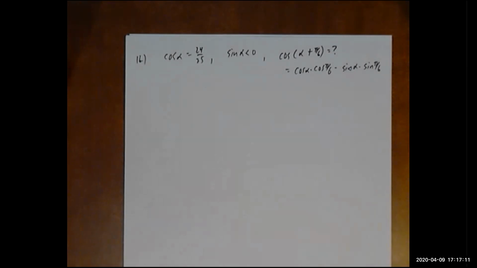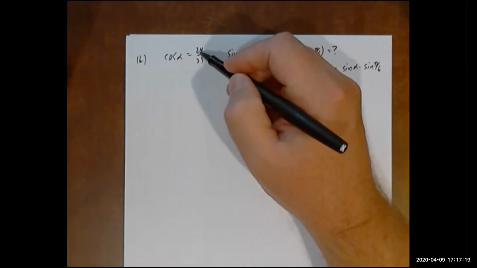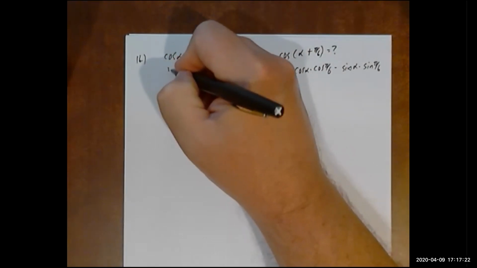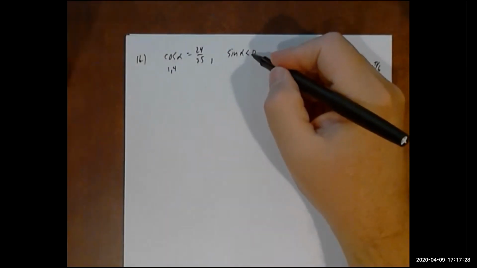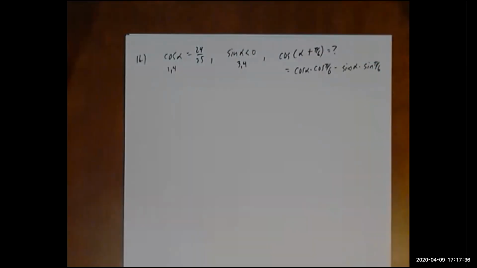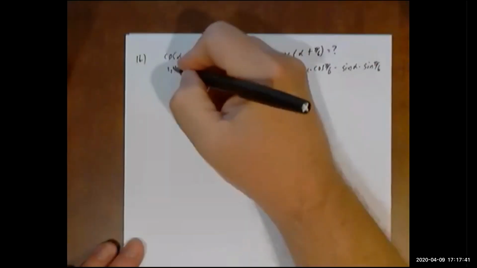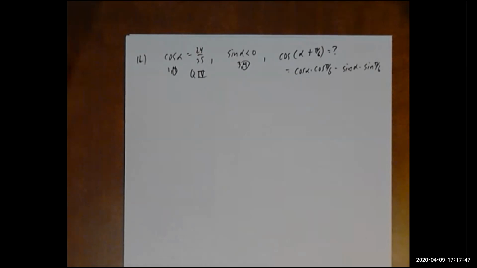I'm going to take this information about alpha, create a right triangle, and that'll give me a way to figure out sine of alpha. So let's first look at this angle alpha. Cosine is positive. What does that mean? That means it has to be quadrants 1 or 4. That's where the cosine is positive. The sine is less than 0. It means a negative sign. Negative sine means the angle has to be in the 3rd or 4th quadrant. And I compare these. 4th quadrant shows up in both. So it looks like alpha is in the 4th quadrant.